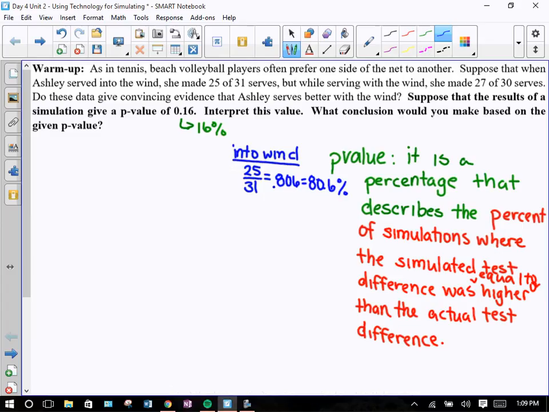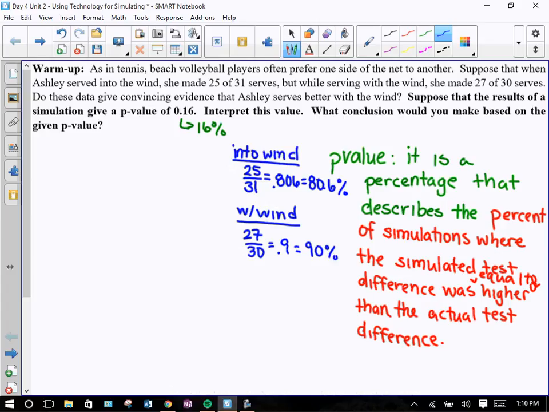Okay. Then we also need to find the made serve percentage with the wind. With the wind means, anyone know what with the wind means? It means that when she serves, the wind is pushing the ball, it's behind her. So she's hitting the ball the same direction as the wind's going. So 27 divided by 30, just like Ernie said. 27 divided by 30 is equal to 0.9, which is equal to 90%.